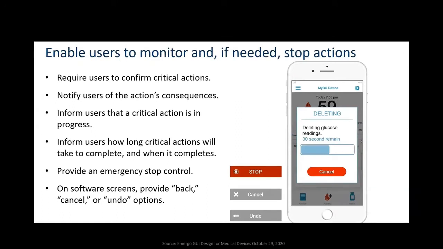This is an extension of that, where you're letting the user know where they are in that process, that sequence of events that's going to be critical.